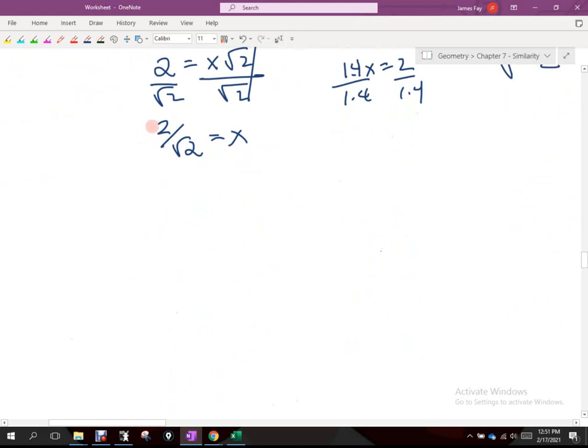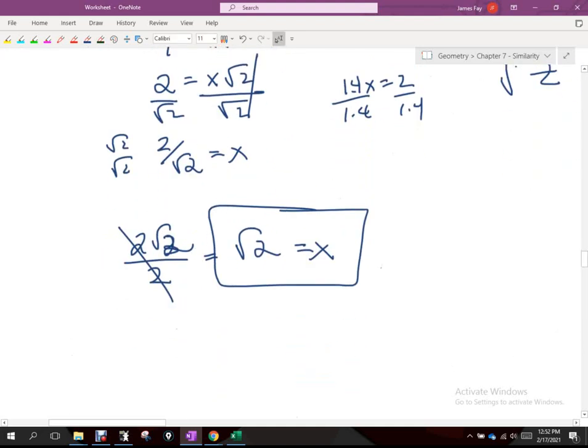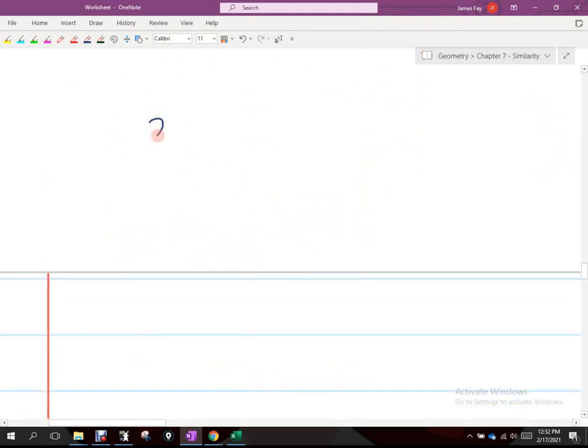I don't know if we've talked about it, but we don't like radicals in the bottom. So we rationalize it. We write it as 2 radical 2 over 2. And what's going to happen with these 2's outside here then? They cancel. Leaves me just radical 2. That's my x value. So we have 2 over radical 2. That was our answer, right? And that's fine.